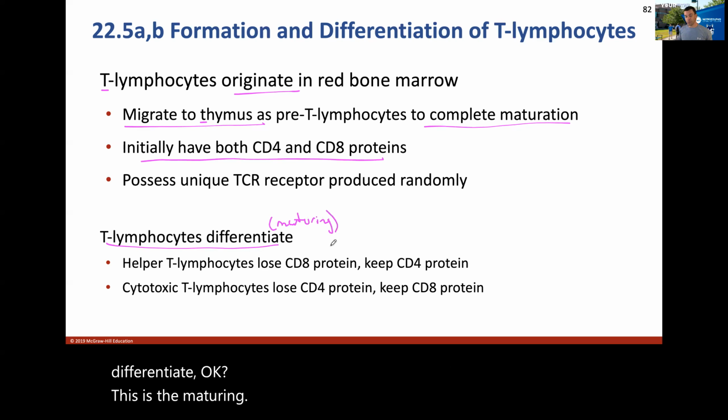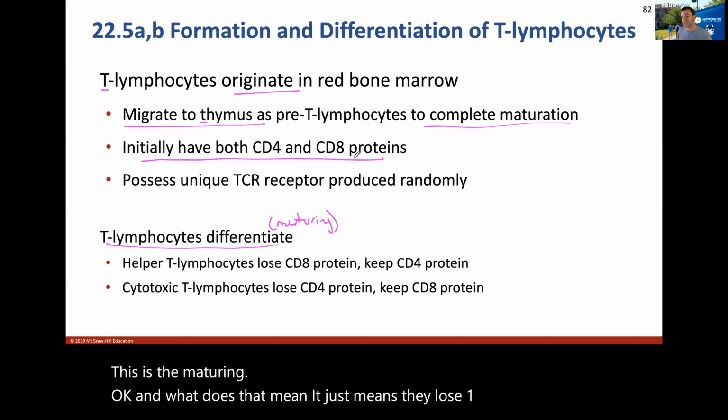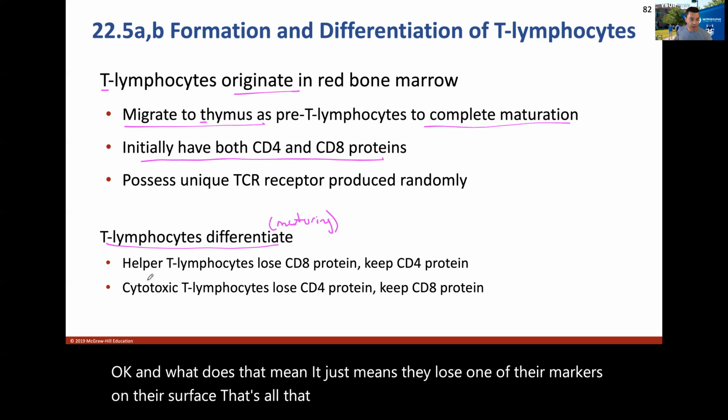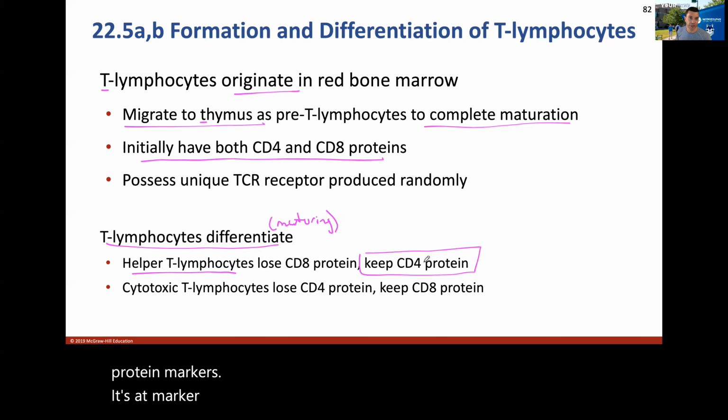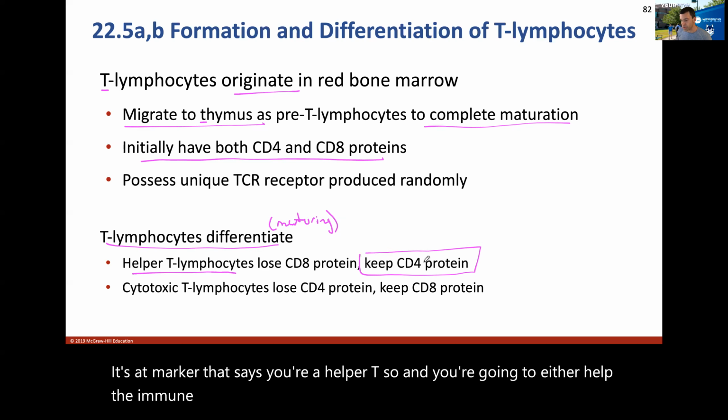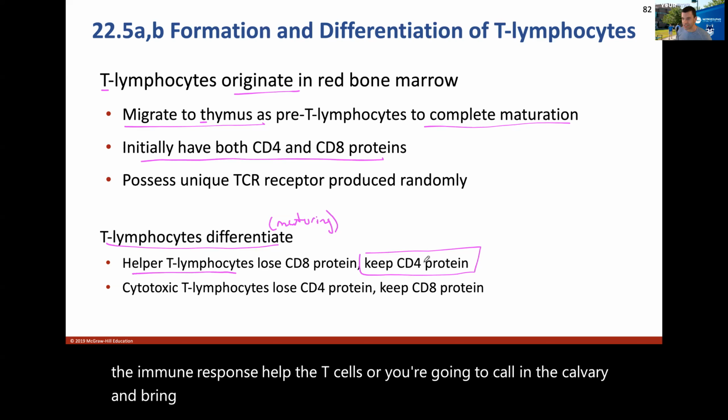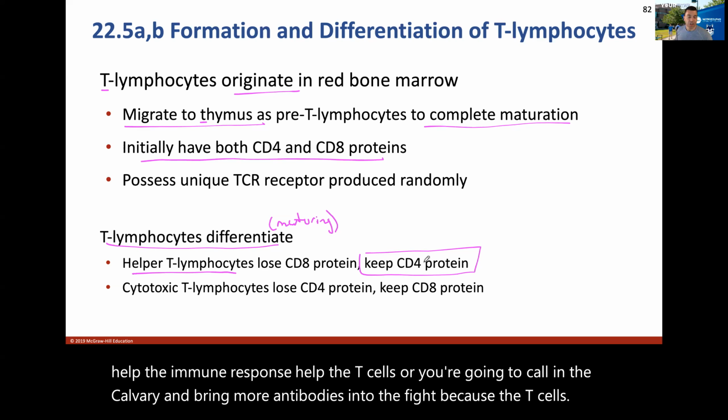Okay, and what does that mean? It just means they lose one of their markers on their surface. That's all that means, okay? Helper T lymphocytes keep CD4 protein markers. It's that marker that says you're a helper T cell, and you're going to either help the immune response, help the T cells, or you're going to call in the cavalry and bring more antibodies into the fight because the cell-mediated immunity couldn't cut the mustard.